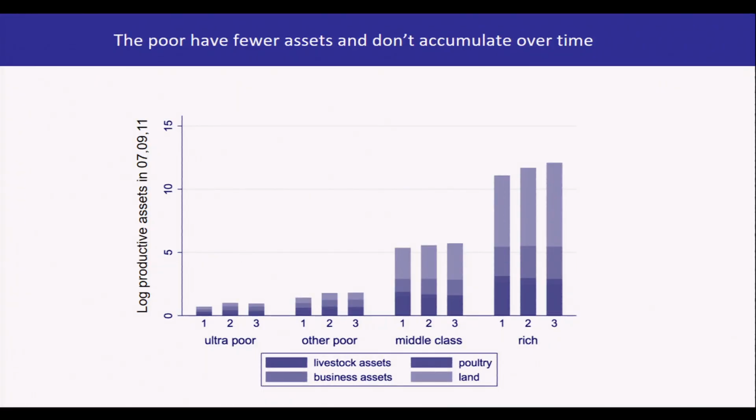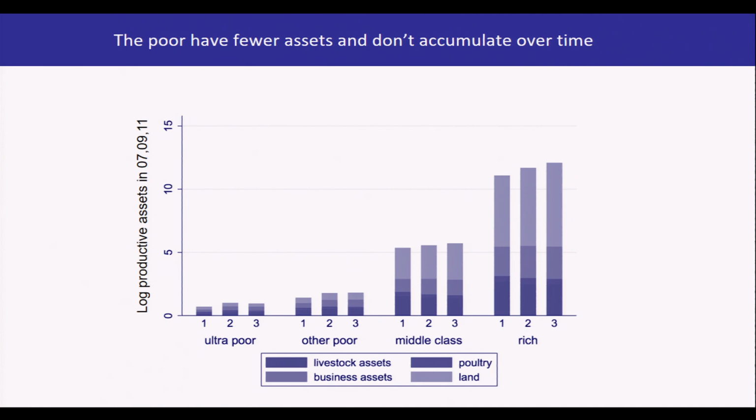Okay? I'm going to show you here. This is the ultra poor, the other poor, the middle class, and the rich. And the 1, 2, 3 stands for the 3 years of the survey, the baseline, the follow-up, and the one after that. And you see here that there's basically no movement. The ultra poor start poor, remain poor. The other poor remain at that level. The middle class remain at that level. And the rich remain at that level.